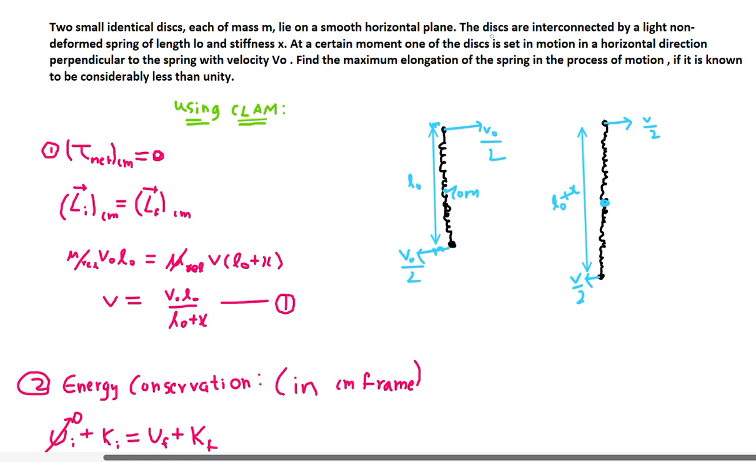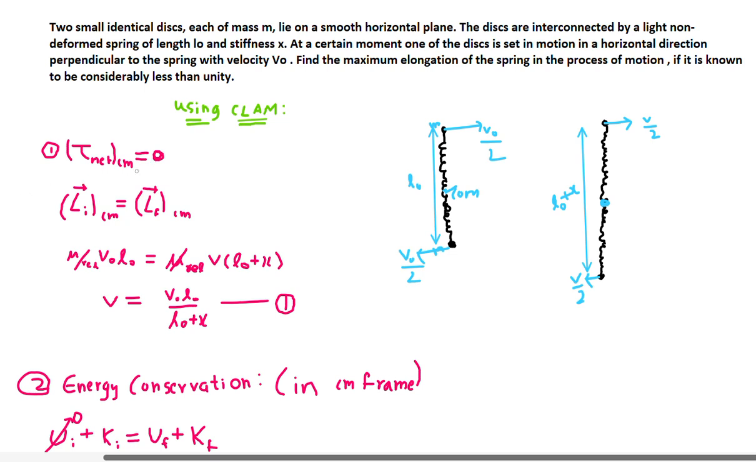So initially only one of the discs is given a velocity v0 perpendicular to the length. So it is the intermediate stage. So I used here the conservation law of angular momentum. So you can use center of mass velocity vcm equal to (m1 v1 + m2 v2) by (m1 + m2). So we will get the same result as I got.